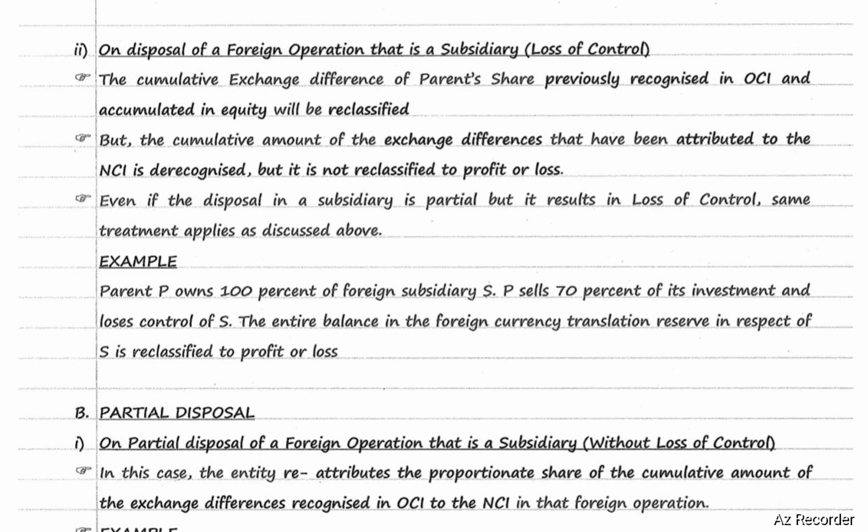Even if the disposal of a subsidiary is partial, but it results in loss of control, the same treatment applies as discussed above. Example: parent P owns 100% of the foreign subsidiary S. P sells 70% of its investment and loses control of S. The entire balance in the foreign currency translation reserve in respect of S is reclassified to P&L.